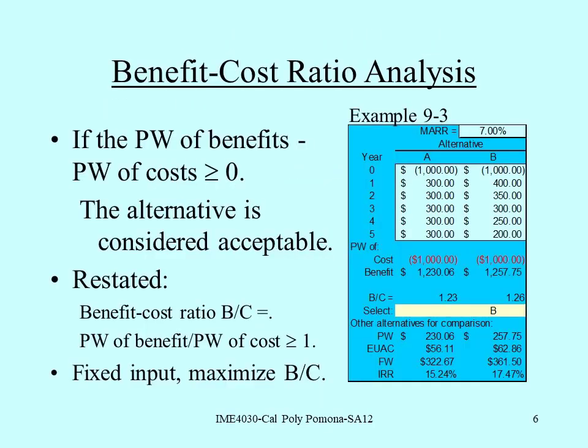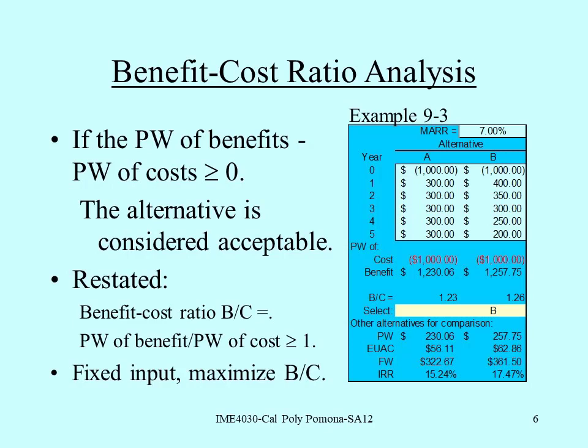This is based on the formula that says the present worth of benefits minus the present worth of costs needs to be greater than or equal to 0. If you rearrange the formula, and if you divide the present worth of benefits by the present worth of costs, then we need to have a ratio that's greater than or equal to 1 in order to keep this equation holding. Now, if we've got a fixed input situation, then what we're looking for is the alternative that maximizes the ratio of benefit to cost. And these are figured at the MARR.